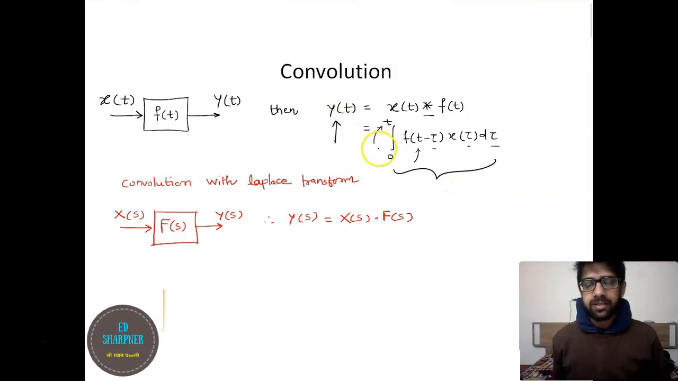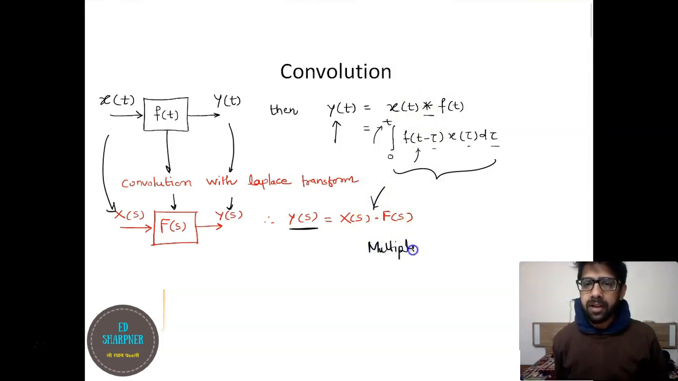So there must be some simple method, and this is where the Laplace transform is very useful, because in the Laplace transform, if you simply convert each signal's mathematical equation into the respective Laplace transform, f of t converts into f of s, and y of t will be y of s, then y of s is given as x of s multiplied by f of s. So basically this complicated convolution just converts into multiplication.